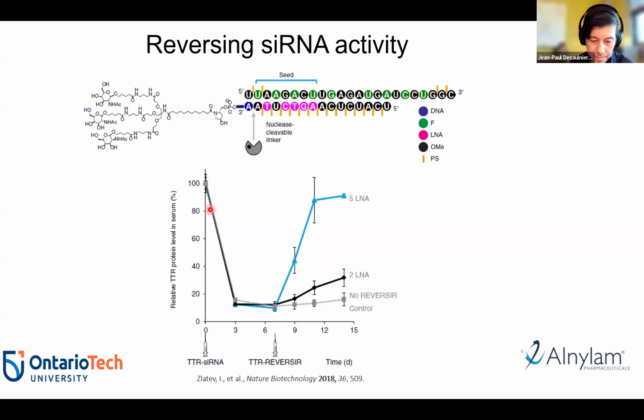So what you can see here in the graph is that when they add the TTR siRNA, you get rapid reduction of TTR protein levels, and you can see that it remains dormant or very low expression for, in this case, 2 weeks. So at day 7, they add Reversir, and you can see rapid reversal of that protein, thus highlighting the need and the utility to be able to reverse the siRNA activity. And this was certainly an important discovery made by Alnylam, able to turn off the function of an siRNA.